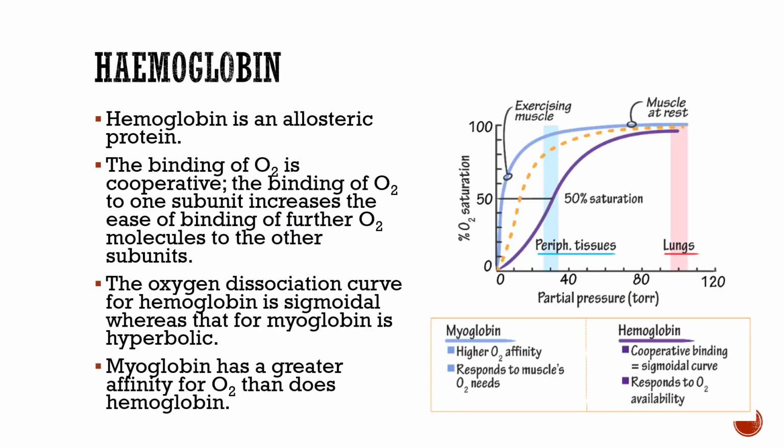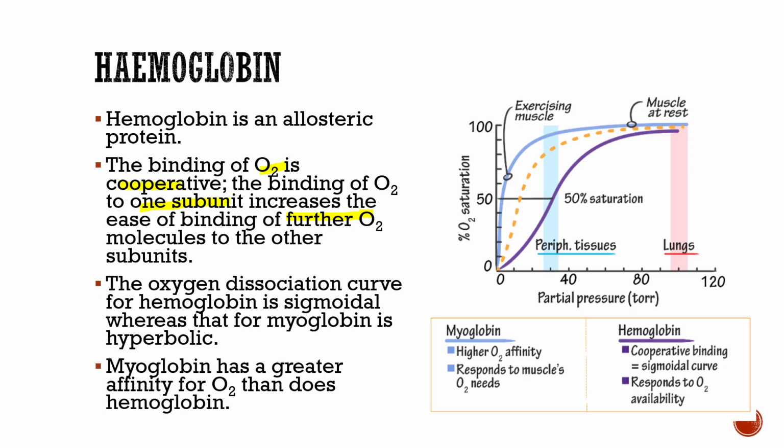The hemoglobin is an allosteric protein. Allosteric proteins can be modified by modifiers, allosteric inhibitors or allosteric activators. The binding of oxygen is cooperative in nature. The binding of oxygen onto one subunit actually increases the binding of further oxygen to the molecule. So if one is bound, then more will be allowed to bind.